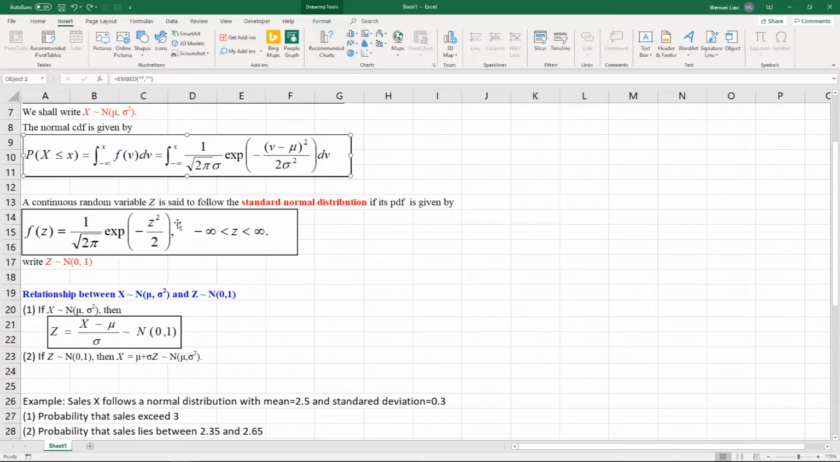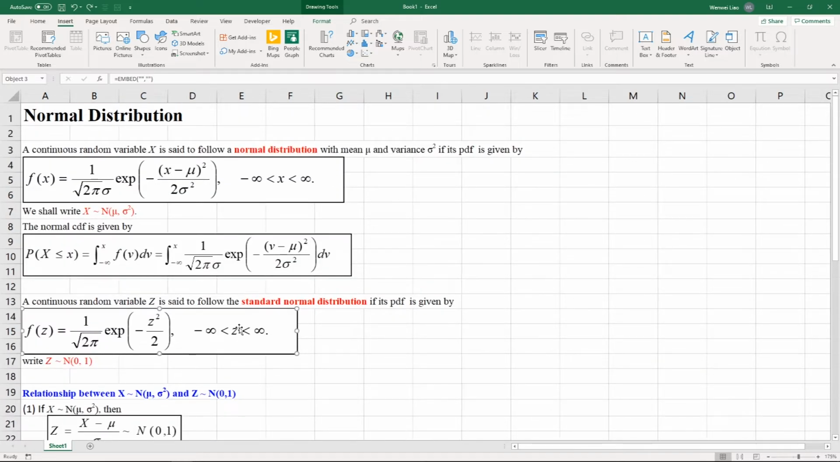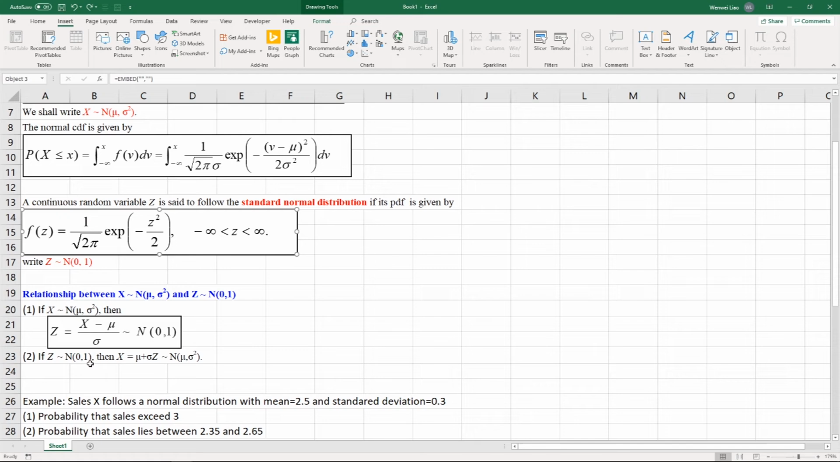A continuous random variable z is said to follow the standard normal distribution if its PDF is given by this formula. We can write it as z follows normal distribution. As you can see, for standard normal distribution, its mean equals 0 and variance equals 1. And for any normal distribution, you can transform it into standard form by this formula.